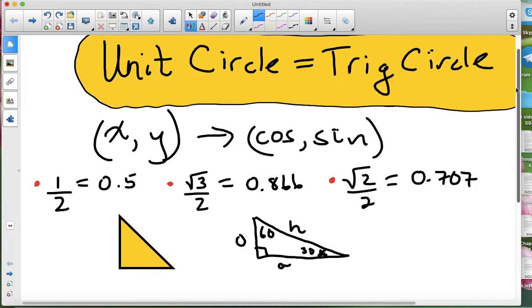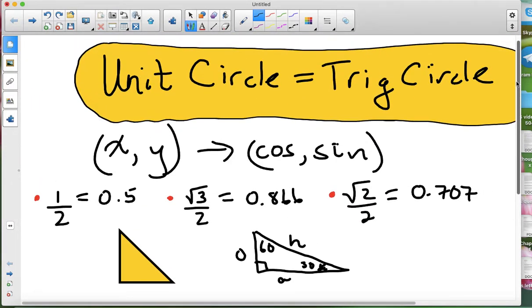Well, this is my first attempt at doing the unit circle and trig circle since we didn't have time to finish it off in class. So I'm going to repeat what we did and introduce the unit circle for the first time. Pretend you haven't seen it, or if you haven't, well, this is your chance.